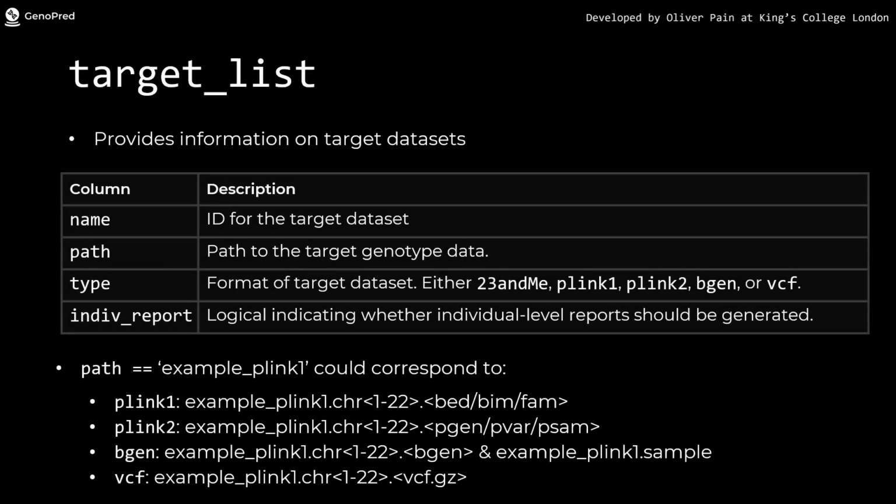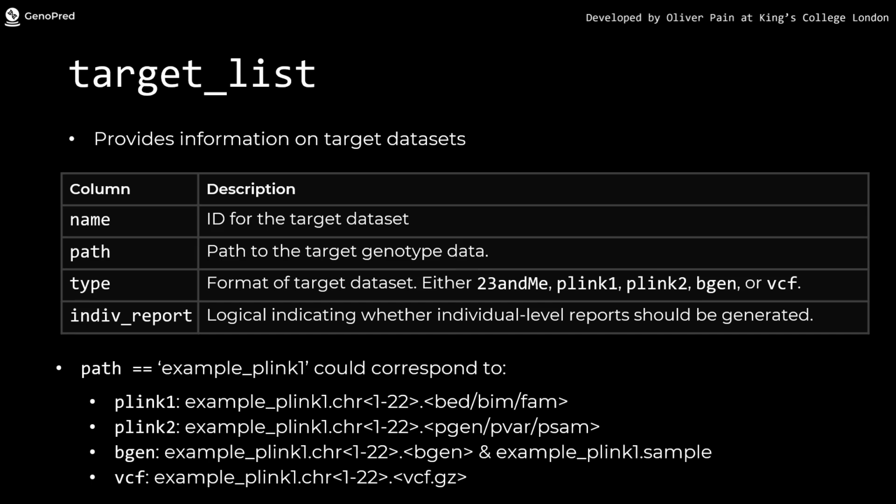Finally, the target list. This is again a white space delimited file. It has 4 columns and a row for each target dataset. First, the name column is an identifier for each target dataset. Then path indicates the location of the genetic data files. I'll talk about this more in a second. Then the type column indicates the format of the target dataset, such as plink1, plink2, bgen, VCF, and 23andMe. And finally, the indiv report column is a logical column indicating whether individual level reports should be generated for a given target dataset.